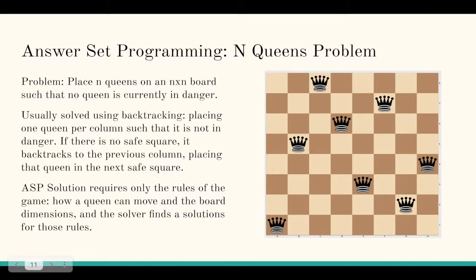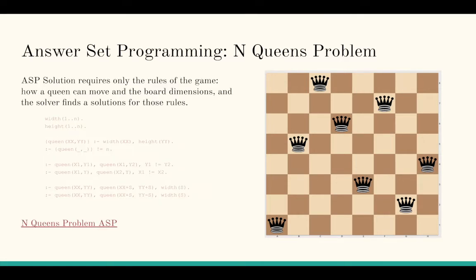In order to do ASP, it's actually pretty straightforward. Instead of creating some somewhat complicated backtracking algorithm, all you have to do is essentially define how a queen moves, right? In this case, we're talking about a queen, but in a video game, you define how the player can move and what the constraints are. So here I'm going to show you an example of code. All it takes is how the queen can move, and the dimensions of the board.